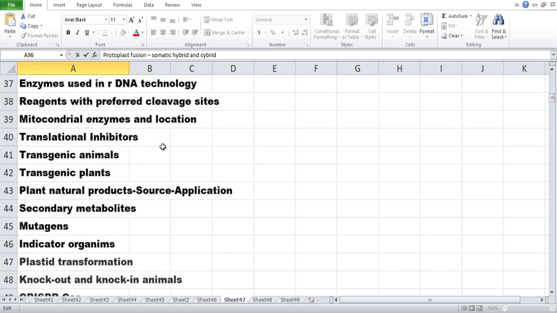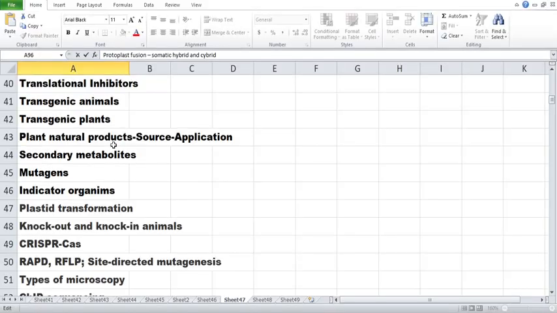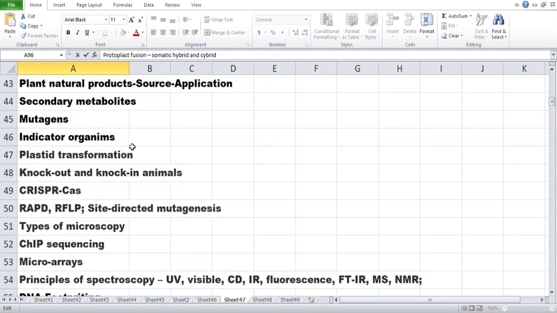Next, translation inhibitor, transgenic animal and transgenic plant. Everything you should know. Okay. Next, you should know about the plant natural product, like what kind it is, whether it is an alkaloid or tannin or lignin, from which part of the plant that particular product is being produced, and what is the application. Same with secondary metabolites, you should know about the entire thing.